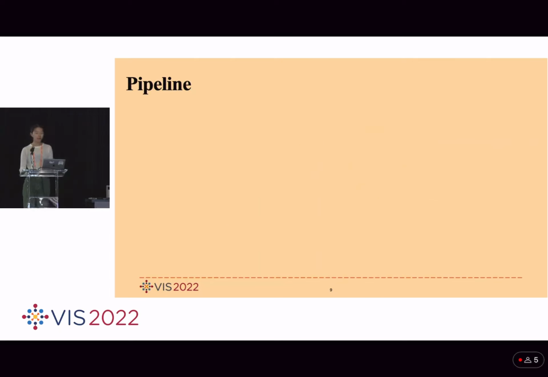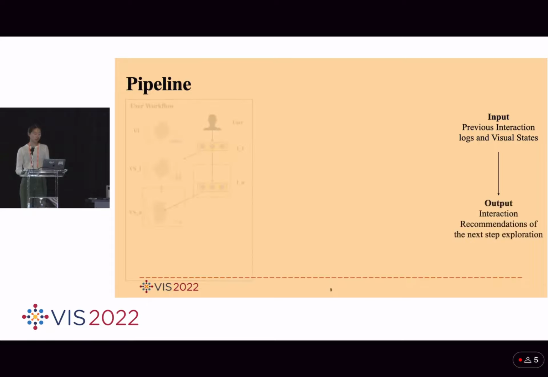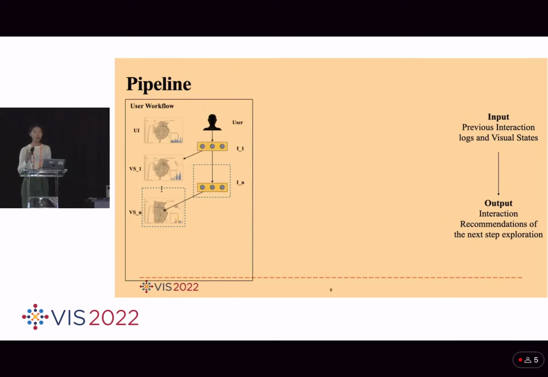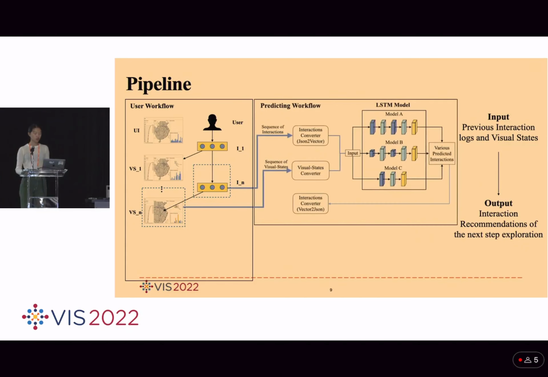The model performs as an end-to-end pipeline with users' previous interaction logs and visual states as the input and the recommendations for the next step as the output. In the user's workflow, each time a user makes one interaction, the system will collect the interaction and visual states and then transform them into numerical vectors. In the predicting workflow, the pre-trained models receive the data and output the predicted vectors. After being converted into the JSON data structure, the recommended interactions will be sent back.